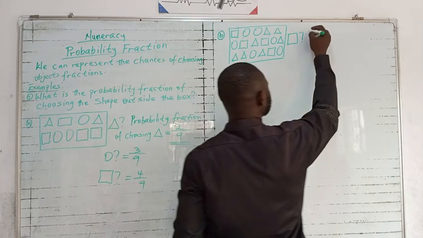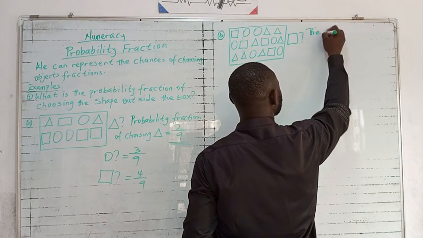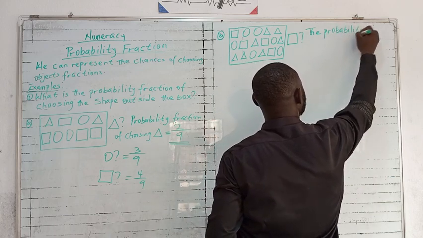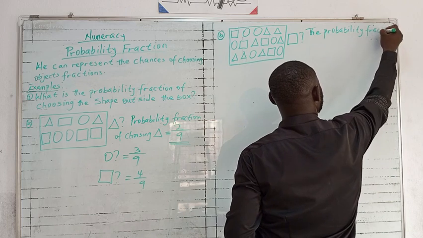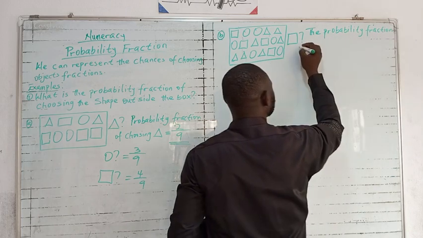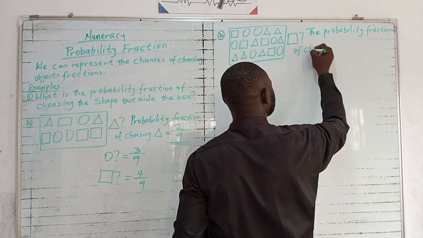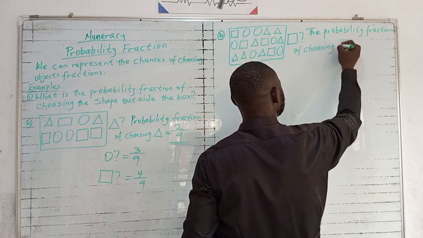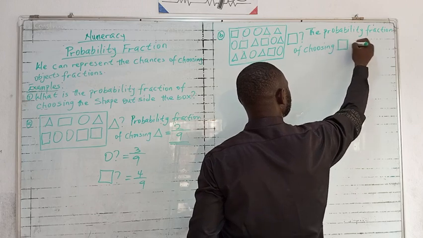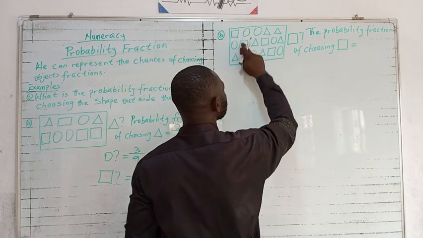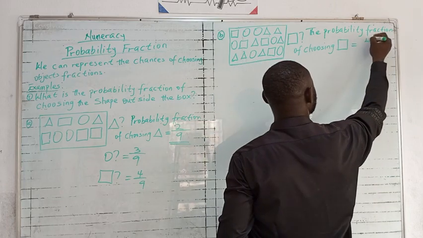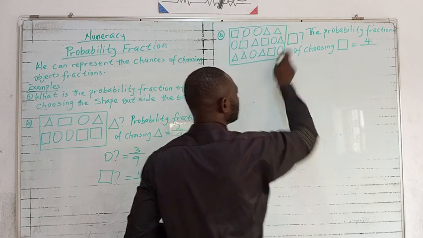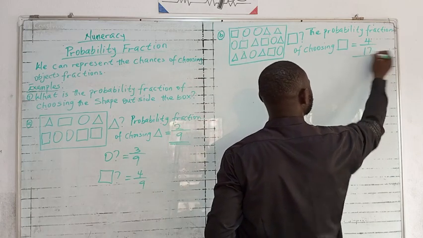So you simply tell me that the probability fraction of choosing a rectangle is what? How many are there? 1, 2, 3, 4. It's 4, number of rectangles all over number of shapes.